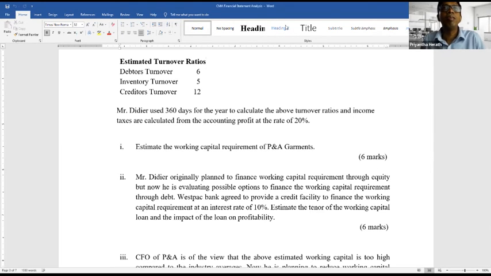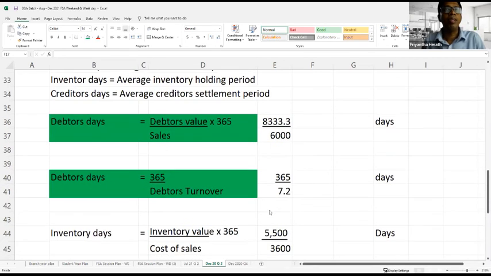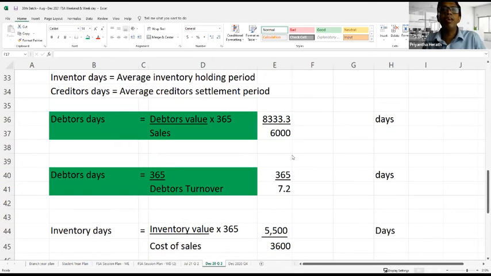So calculate days. Let's use the Excel sheet. Days. How to calculate the days? Again, the same way. Debtors days, we know the debtors value and sales, you can calculate the debtors days.